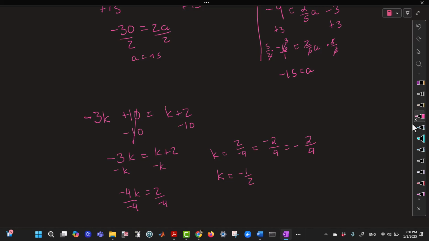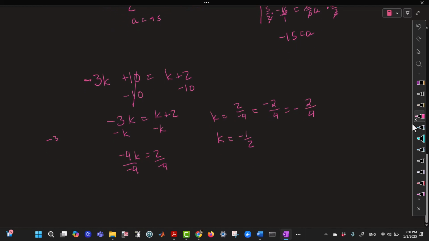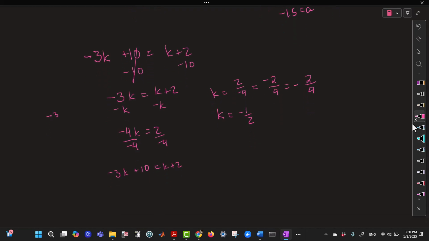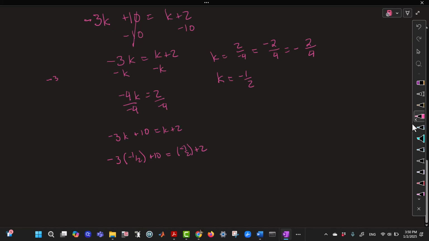Let me see, is that actually right? So how would I check this? So let me check and see if it's right. So my original equation was negative 3k plus 10 equals k plus 2. I want to check to see if negative 1/2 is the right answer. So I'm going to replace k with negative 1/2. So negative 3 times negative 1/2 is positive 3/2 plus 10. Yeah, this is definitely not right. So I made a mistake.